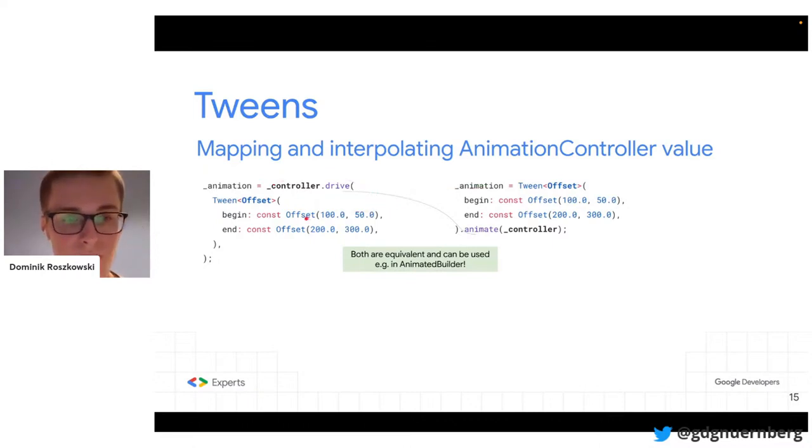And you can use tweens in two ways. And I found that this is pretty confusing because once you read one tutorial, they use this syntax, other times they use another tutorial and use this syntax. And practically, this is equivalent. When you have an animation controller, you can just call the drive method and pass a tween, and you will receive an animation object, right? So we have the animation controller. When you apply a tween, you will get an animation object, or you can have a tween class, and you can animate that with your animation controller, and then you also get the animation object. So both ways have exactly the same effect.